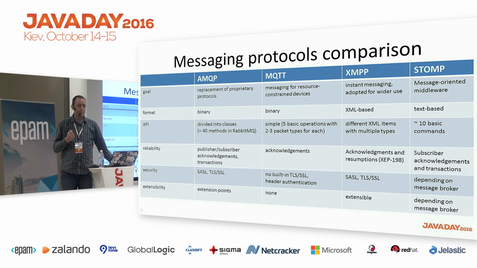In terms of extensibility, AMQP and XMPP provide points to extend the protocol with some custom operations or some custom attributes in the message header. However, this is not the case for MQTT, and for STOMP, it is again dependent on the message broker. So this is basically a relative comparison between the different protocols.